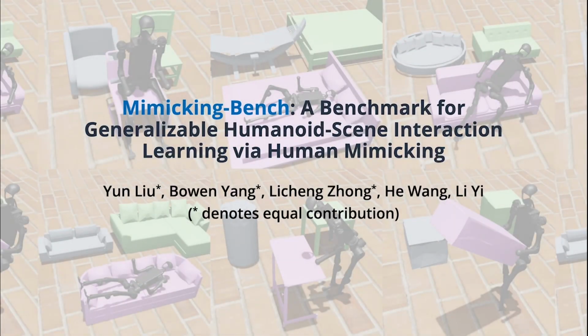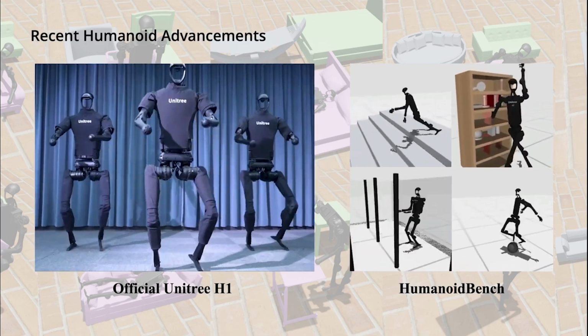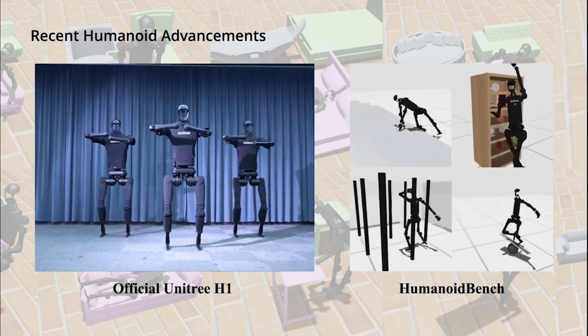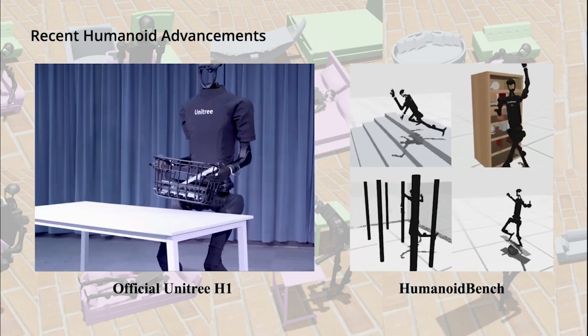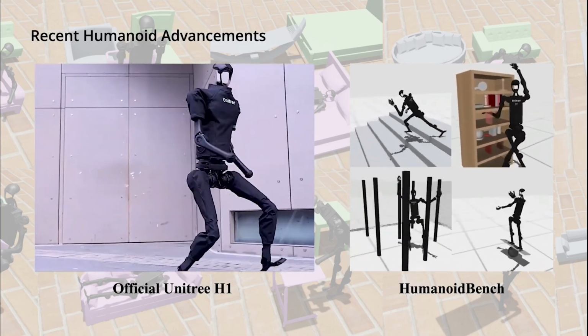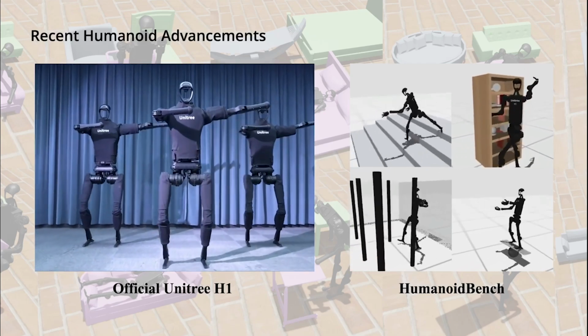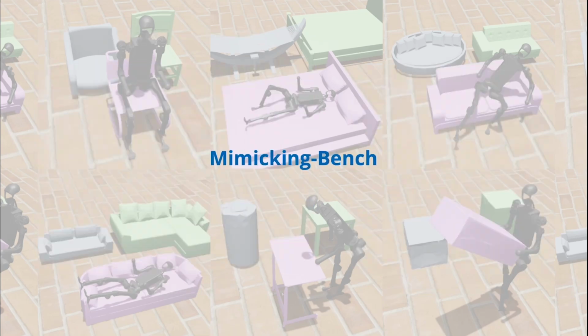We introduce Mimicking-Bench, the first comprehensive benchmark designed to support generalizable humanoid-scene interaction skill learning through the mimicking of human references. The past decade has seen remarkable advancements in humanoid robotics. However, existing benchmarks for humanoid scene interactions either exclude the use of human knowledge or focus on small-scale, specific demonstrations collected through expensive teleoperation. To fill this research gap, we present Mimicking-Bench.